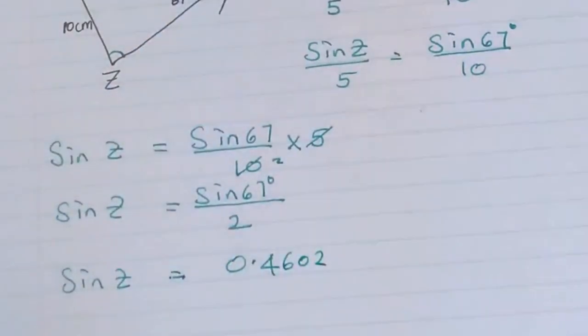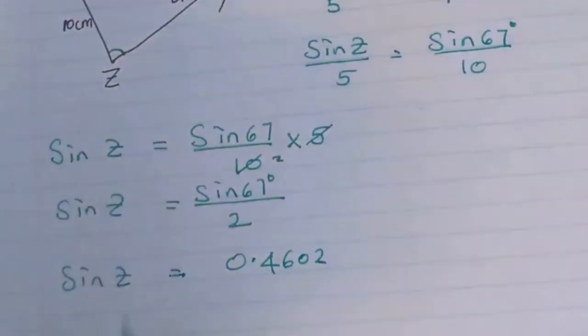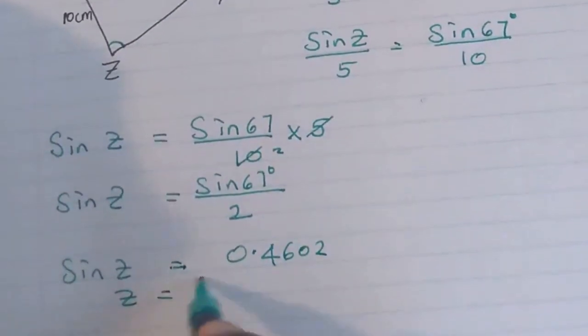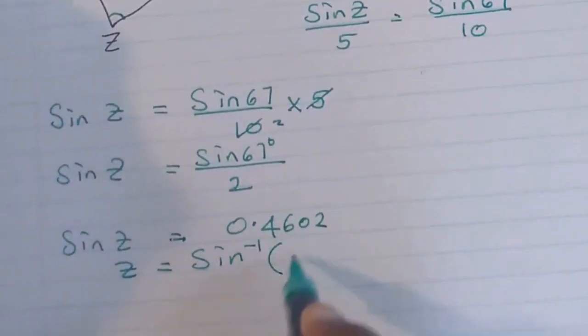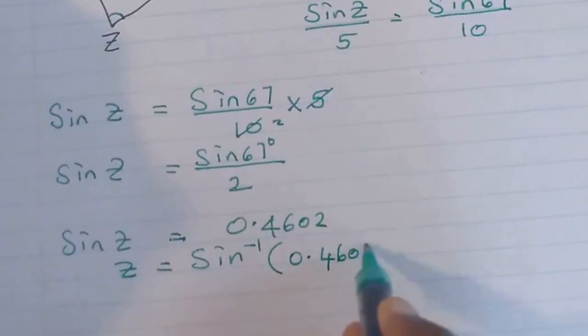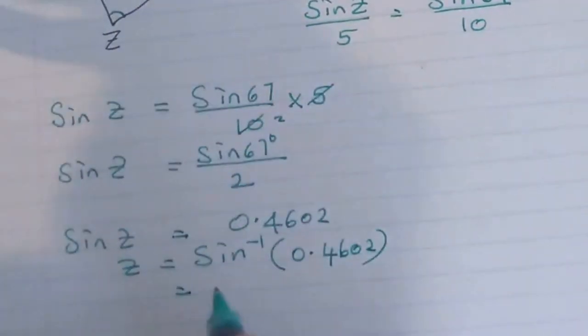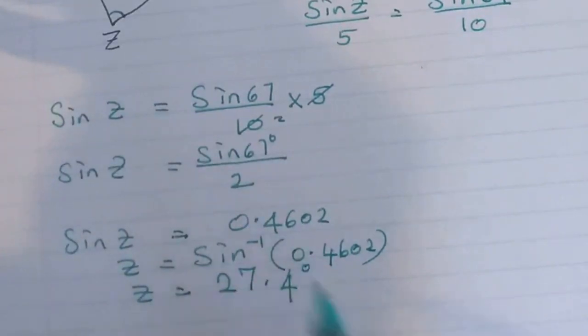0.4602. I've just approximated it to 4 decimal places. So Z is going to be equal to, I have to take the sine inverse of 0.4602, and that is 27.4 degrees.